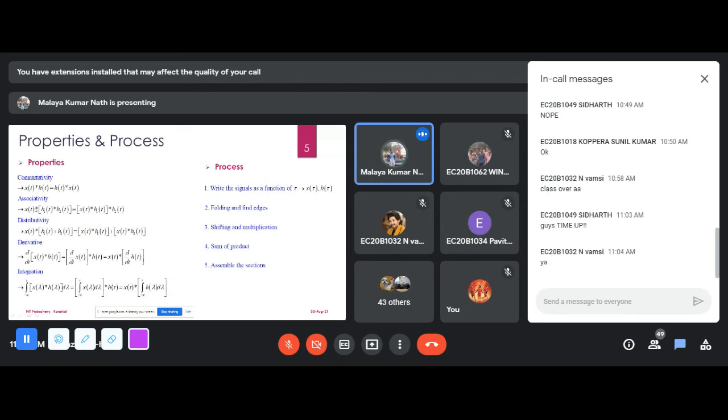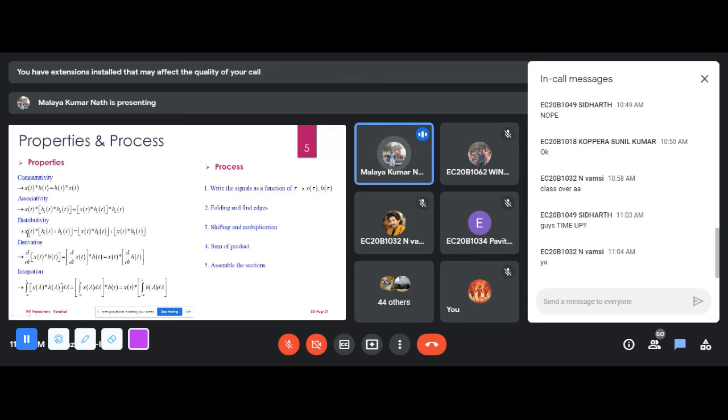Associative property. That means x(t) convolution with h1(t) convolution with h2(t), where h1(t) and h2(t) are inside the bracket, will be represented as x(t) convolution with h1(t), convolution with h2(t), right? So this is called the associative property. Next is the distributive property. What is the distributive property? That is x(t) convolution with h1(t) plus x(t) convolution with h2(t), right? This is called the distributivity property.